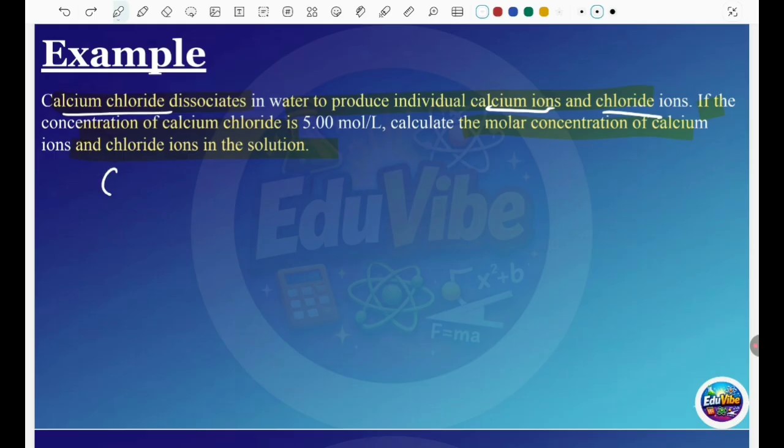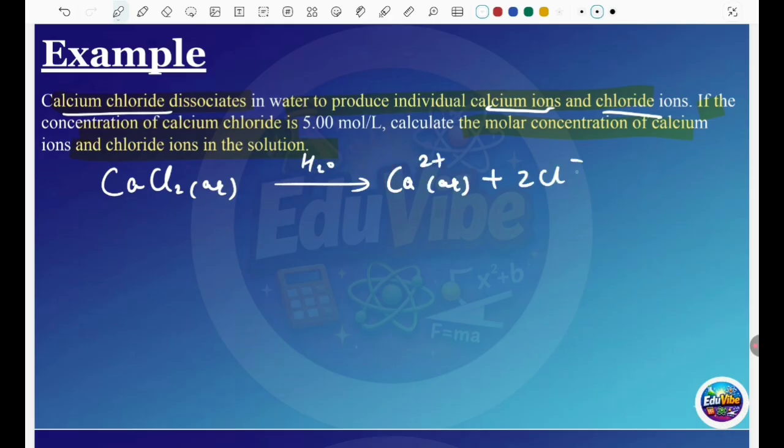So CaCl2, which is calcium chloride, aqueous, in the presence of water we will get Ca2+ aqueous plus 2Cl- aqueous. This is the dissociation reaction. We already did this. We have a concentration for the CaCl2, the calcium chloride, of 5.00 moles per liter. We have to find the concentration for these ions.